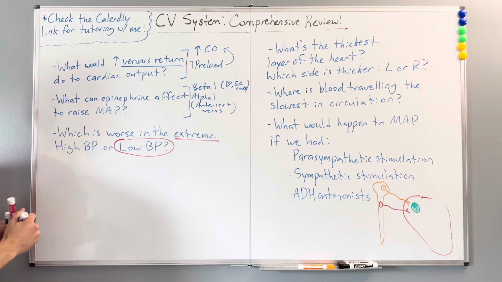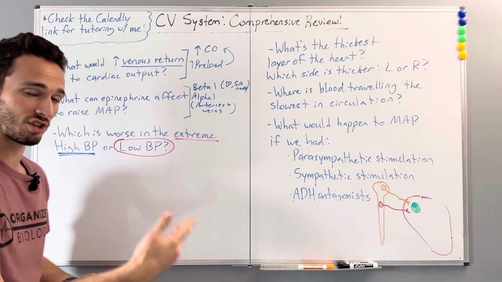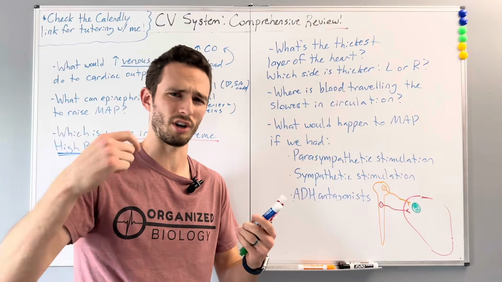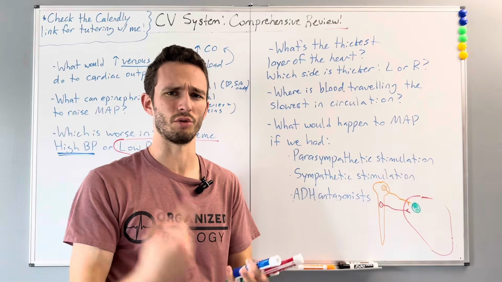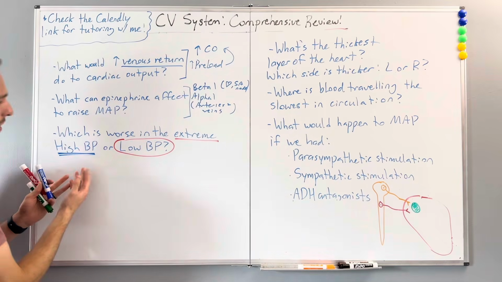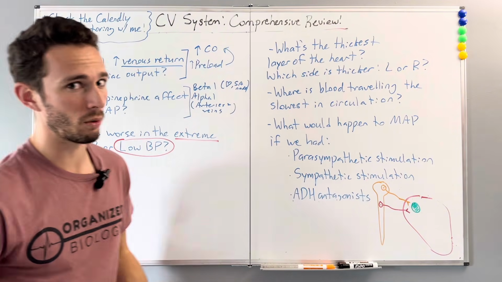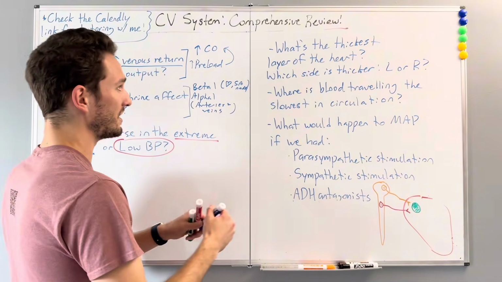Now, that being said, high blood pressure is also very bad, hypertension, and that's why we treat it with blood pressure medications, because it can long-term cause strokes and aneurysms and all sorts of bad things like atherosclerosis, coronary artery disease. So we want to get that managed, but in the extreme, in the moment, low blood pressure is always worse, which is why your body's so good at raising it.